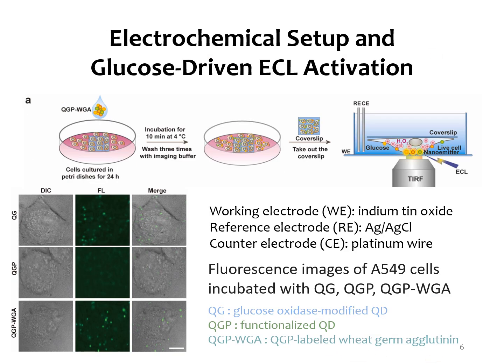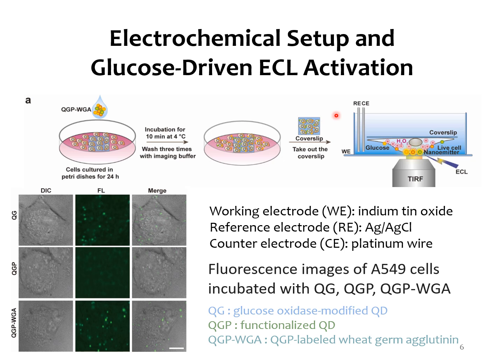This slide shows the setup of the imaging experiment. Cells were cultured in dishes with cover slips, then incubated with QGP-WGA at 4 degrees Celsius for 10 minutes. After incubation, the cover slips were taken out and inverted into the specially designed chamber containing wires for imaging.